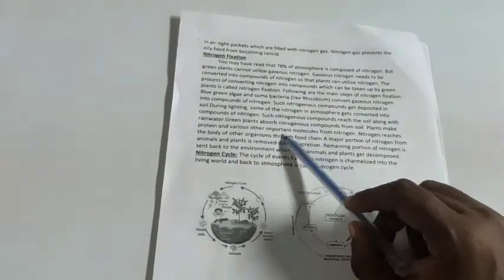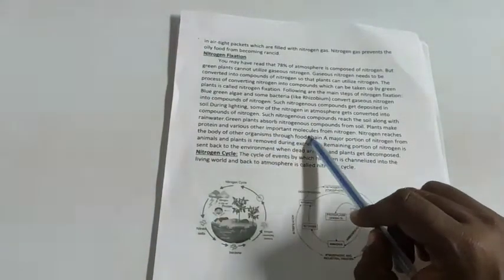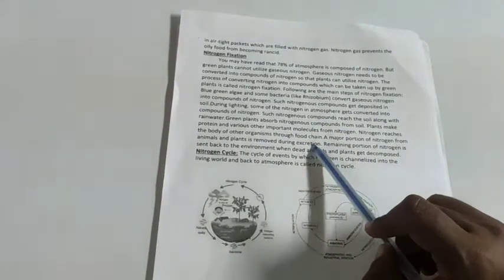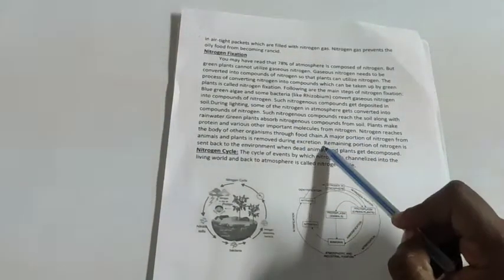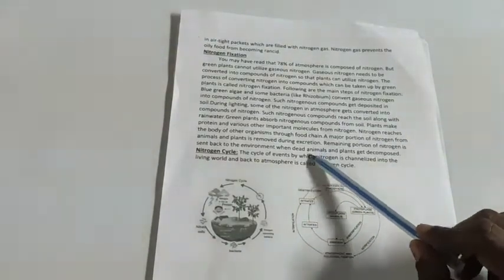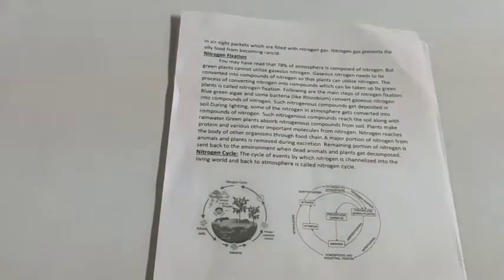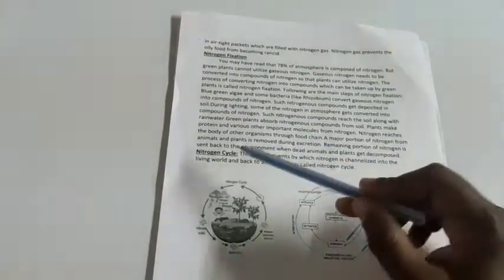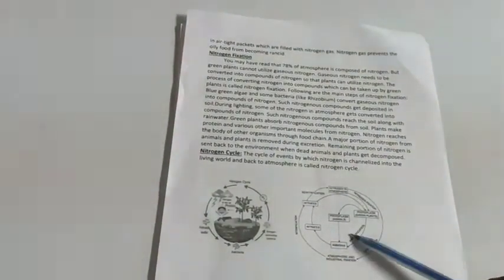Green plants absorb nitrogenous compounds from soil. Plants make protein and various other important molecules from nitrogen. Nitrogen reaches the body of other organisms through the food chain. A major portion of nitrogen from animals and plants is removed during excretion. The remaining portion of nitrogen is sent back to the environment when dead animals and plants get decomposed. The cycle of events by which nitrogen is channelized into the living world and back to the atmosphere is known as the nitrogen cycle, and this is the nitrogen cycle.